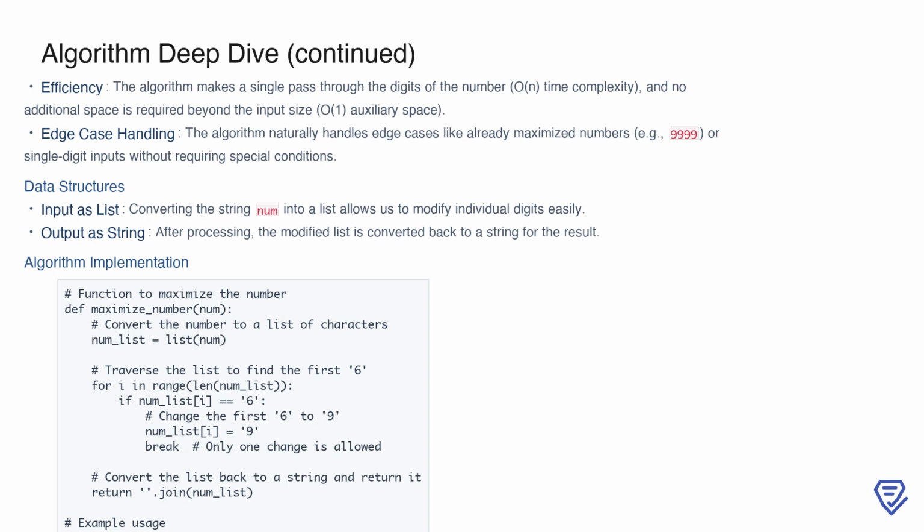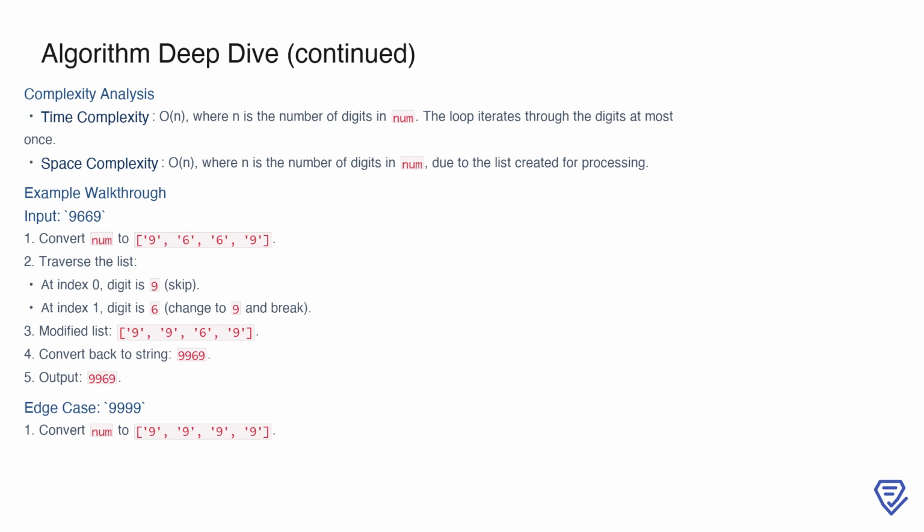Here's the Python implementation. We first convert the input string into a list of characters. Then, we iterate through the list and replace the first 6 we encounter with 9. Once the change is made, we exit the loop and return the modified list as a string. This simple yet effective approach ensures correctness and efficiency, even in edge cases like already maximized numbers or single-digit inputs. To analyze the algorithm, the time complexity is O(n), where n is the number of digits in the input, as we traverse the list of digits at most once. The space complexity is O(n) for the input list, but beyond that, no additional space is required.